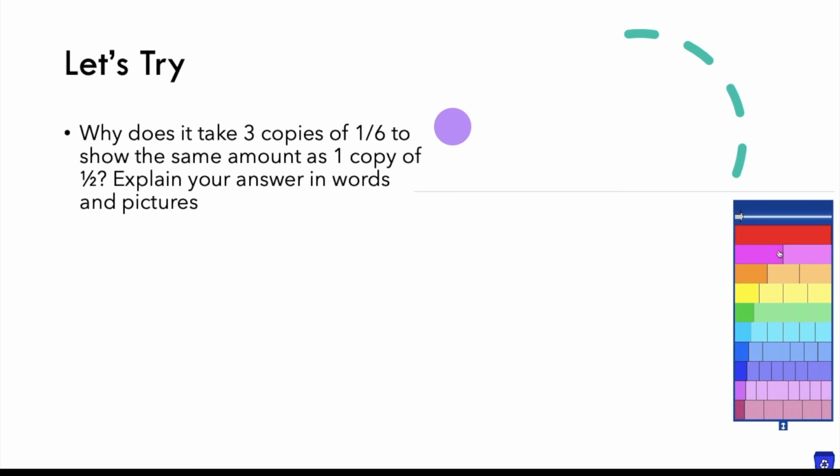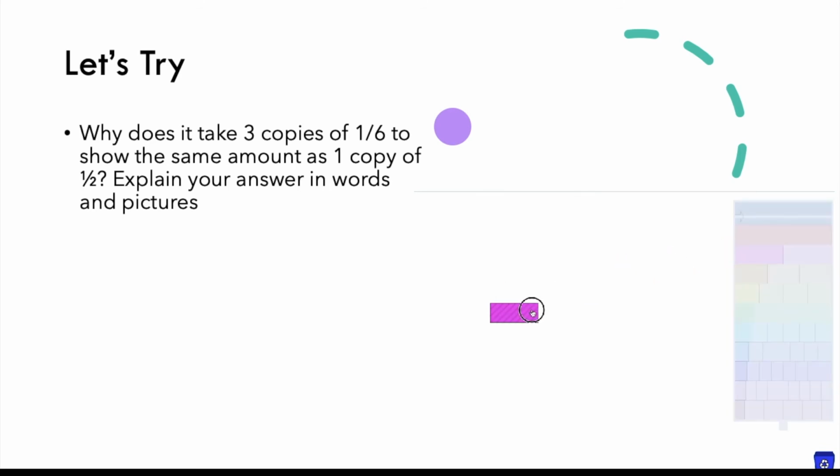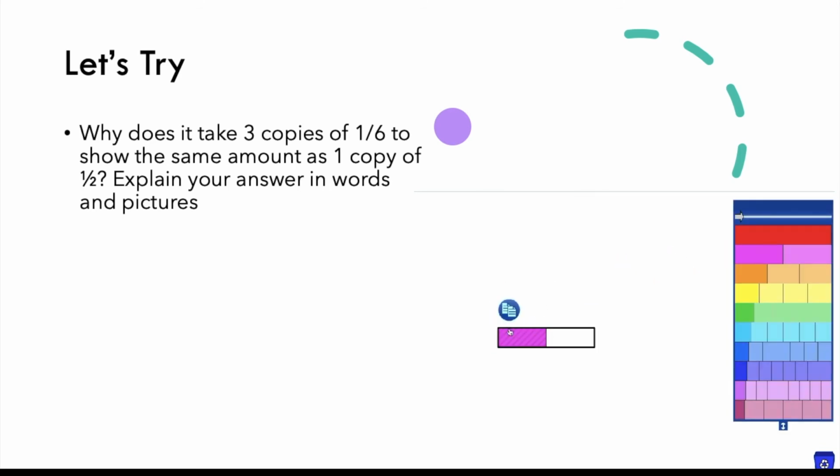So I'm going to start by pulling out my 1/2 fraction strip and putting it out. You can see I have one 1/2 piece. If I had 2, I would have 1 whole, but I have 1/2. And they wanted to know, why does it take 3 copies of 1/6? So after I draw my fraction bar with 1/2, I'm going to draw a fraction bar with 1/6.